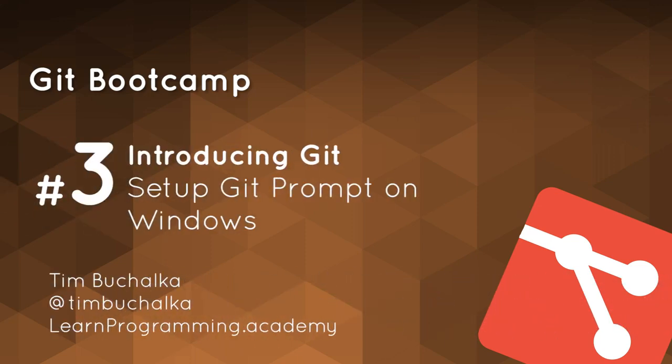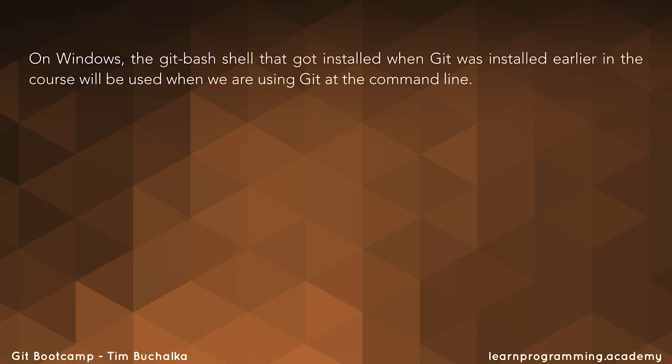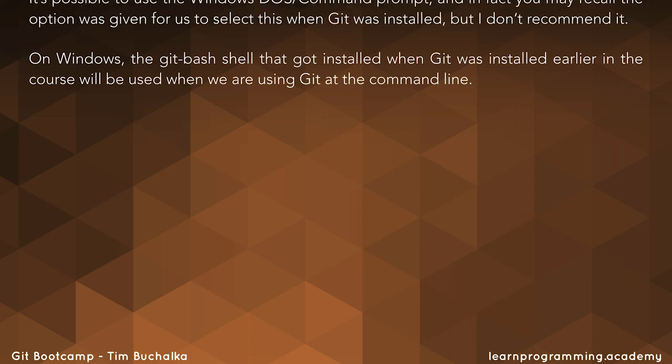On Windows, the Git bash shell that got installed when Git was installed earlier in the course is going to be used when we're using Git at the command line. And we obviously saw that in the previous video when we set up the author name and email address.